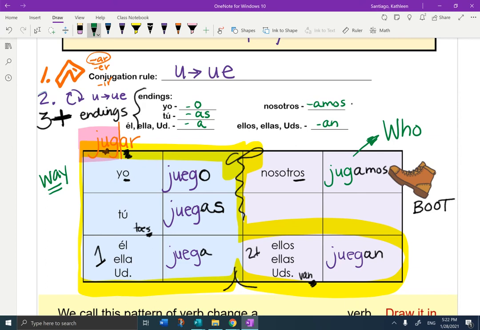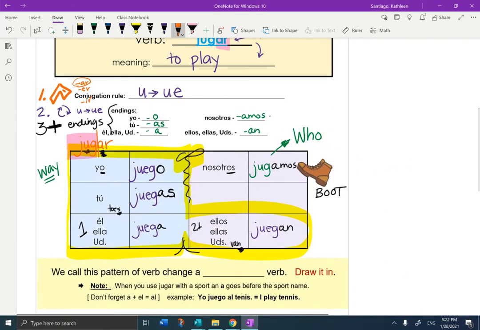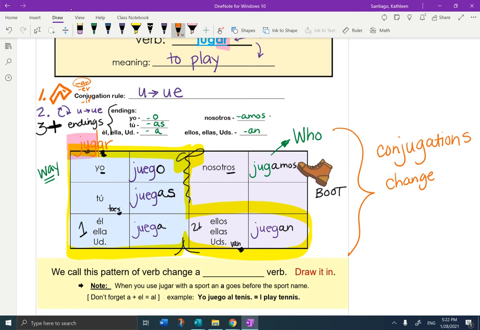Now, when we're conjugating the verb, because that's what these are, up above we said that was the infinitive. This stuff that we're putting on the chart, these are called conjugations. The conjugations, remember the definition? Conjugations are when we change the verb to match the person or subject. Okay. You can't use jugar in the sentence. You have to change it to match the person.